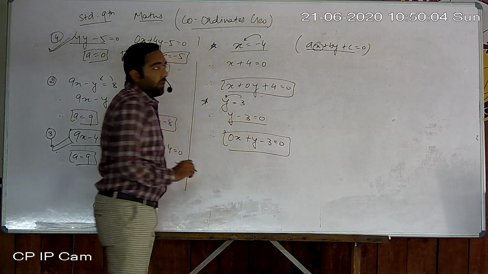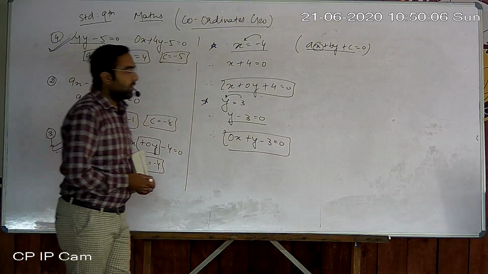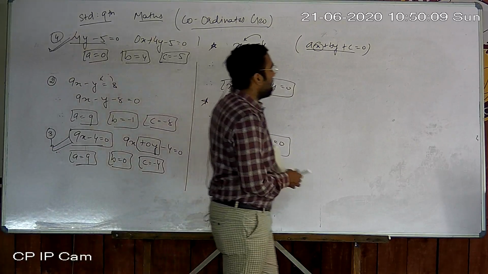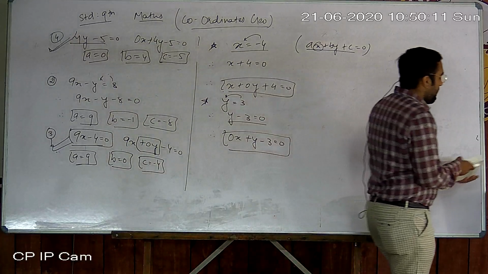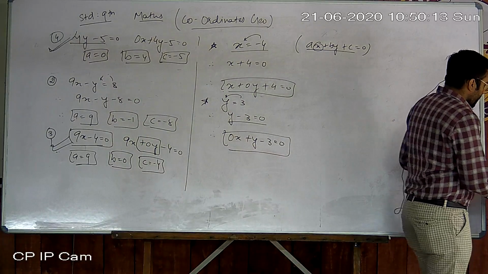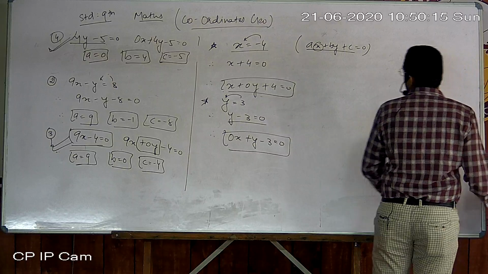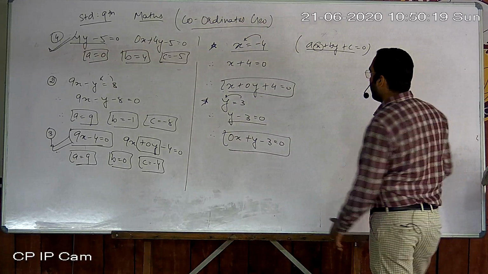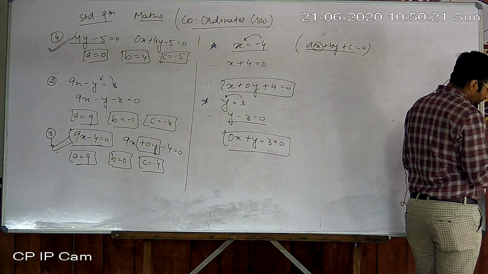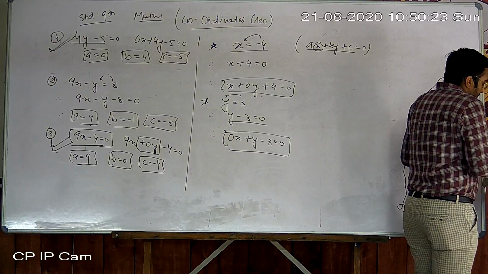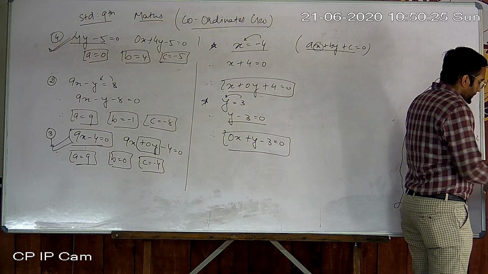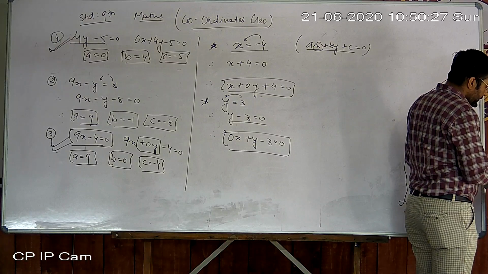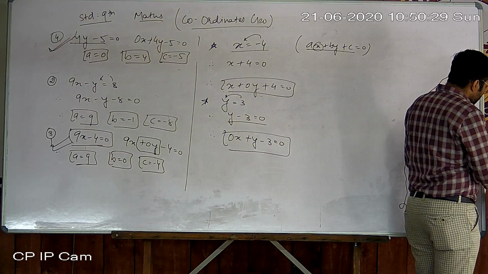Every time if any kind of variable x or y is not available, you can put it as 0x or 0y. Okay, clear? Now we are moving on.